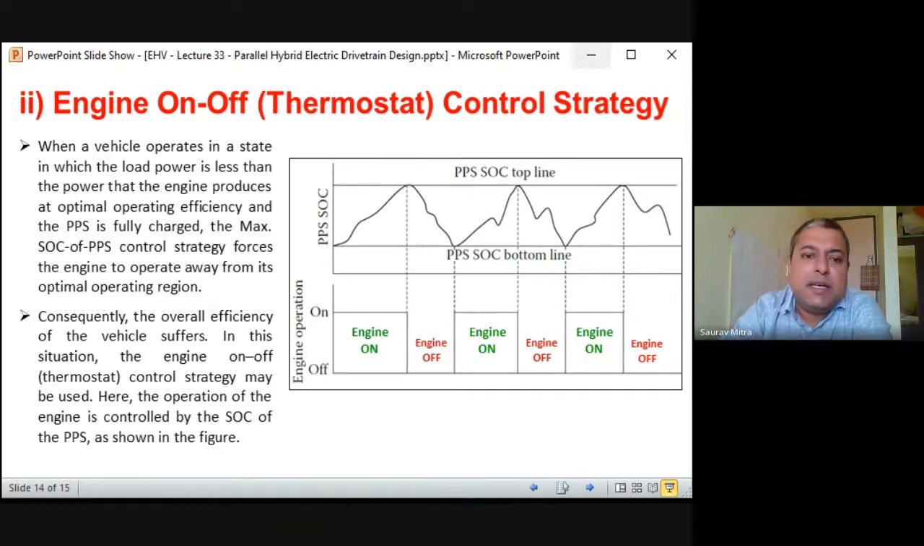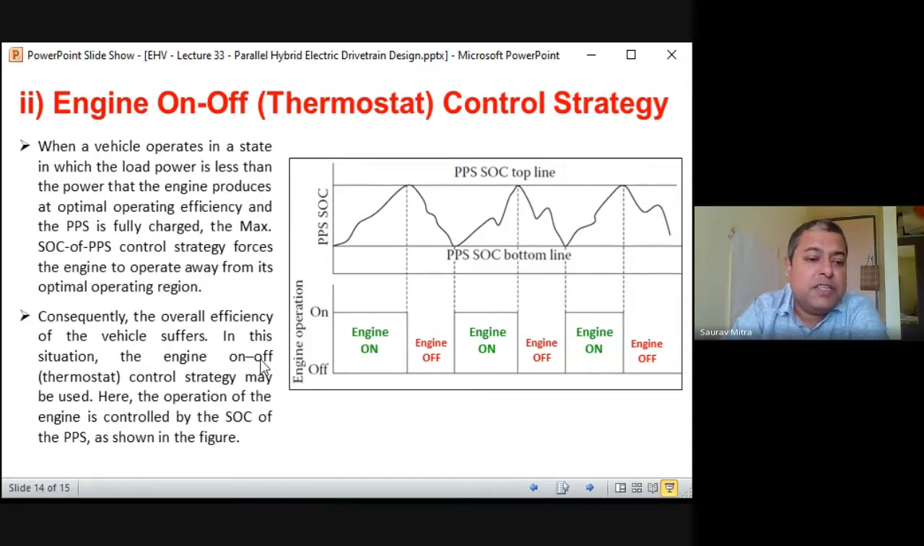So whenever the PPS is found to be fully charged, in that case the thermostat switches off the engine, and whenever the PPS falls to 70%, the thermostat switches on the engine. Okay, so this is what is done. So consequently, the overall efficiency of the vehicle suffers.